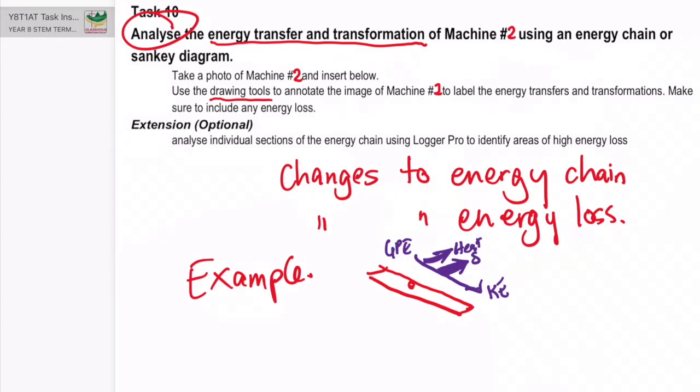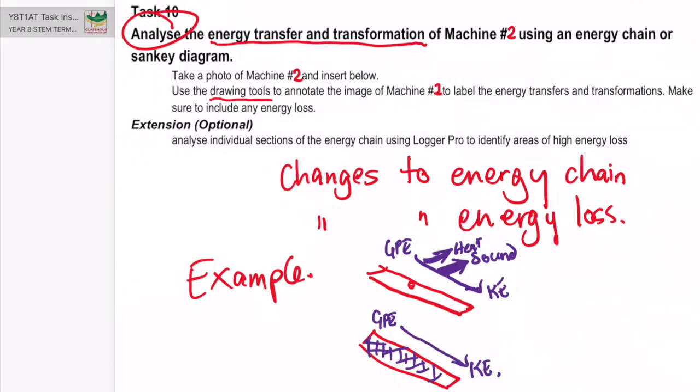So if you did something like put the rubber mats down and they reduced that sound, then the change that you would show me is that you've put the rubber mats in there, let me just draw them in, and by putting those mats in there, how's that going to affect my energy chain? Well, I've got my gravitational potential energy still, I've still got my kinetic energy, but if I've reduced the amount of sound coming off, then my error here is going to be a lot smaller than it was before. And that is a distinct change that I've planned for.